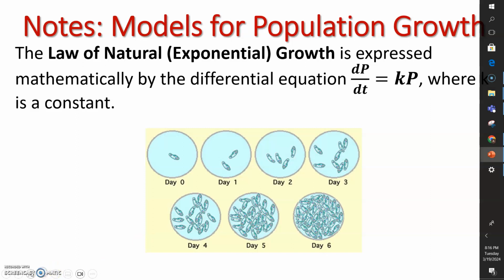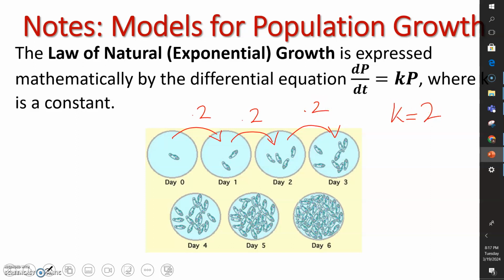What this model says is that population growth in any sort of population, whether it be people or bacteria or foxes or whatever, is represented by some constant times the population itself. So for example, in the image we see here, the population is doubling each time. So we go from 1 to 2 to 4 to 8 and so on. And thus in this situation, our constant is 2.